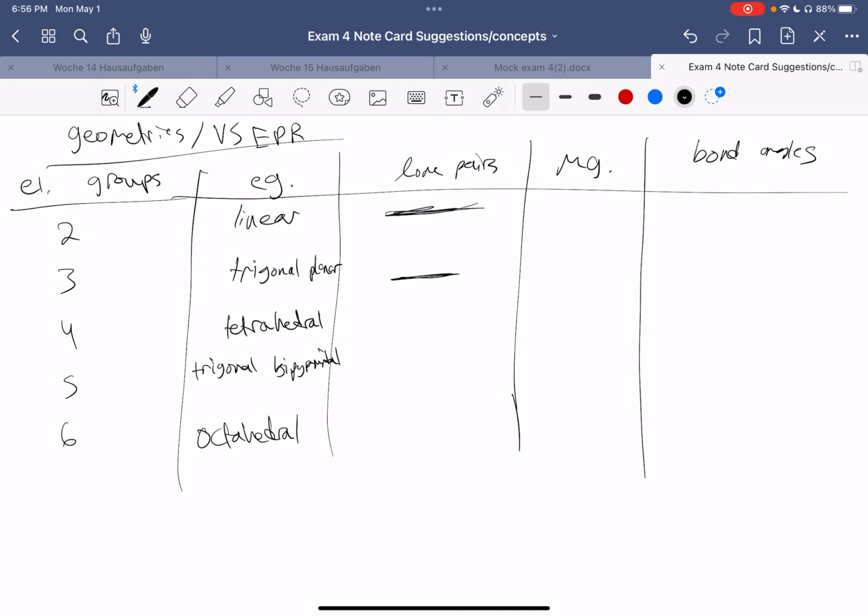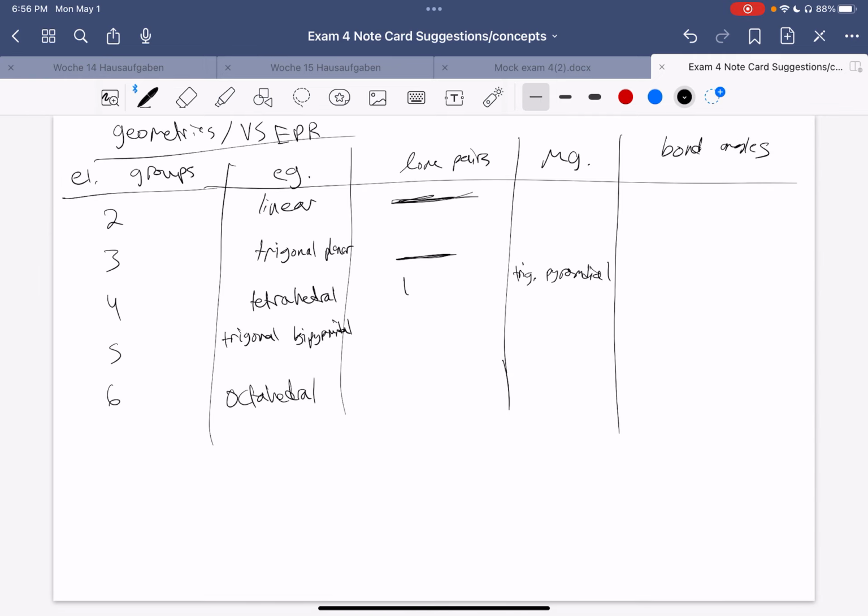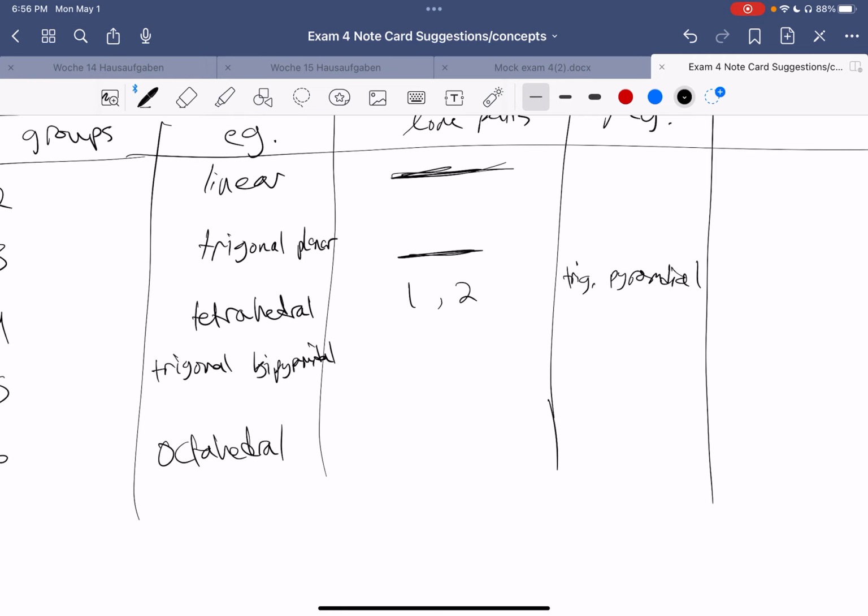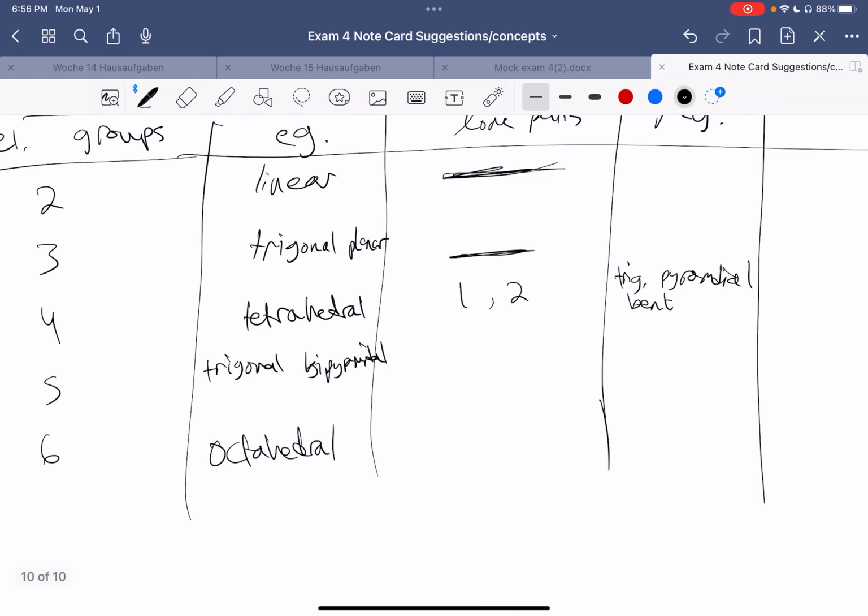Okay, so if we have a lone pair on tetrahedral, this one is going to be trigonal pyramidal. I really set this up wrong. It could be 1 or 2, and it can be trigonal pyramidal or bent. I don't think there can be 3. And then if it's trigonal bipyramidal, you can have 1, 2, maybe 3. I don't know.